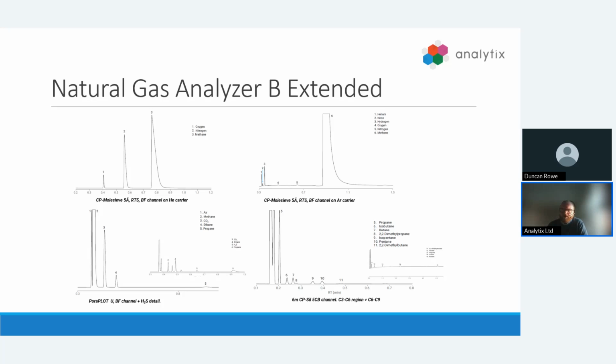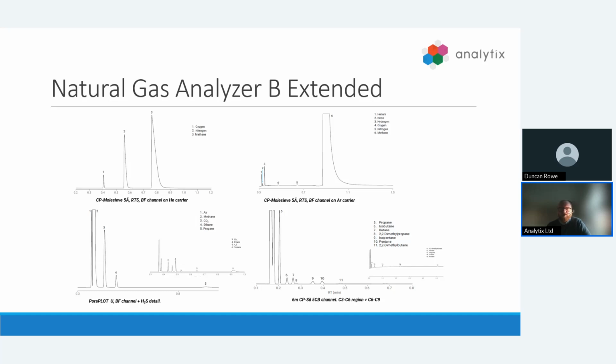Helium is used for nitrogen and oxygen separation, which you can see on the top left-hand side. And then if you're looking to do low concentration helium or full range hydrogen analysis, argon would be better suited. And you can see that here on the right-hand side. Another important point I'd like to bring to you in this bottom left chromatogram is the measurement of hydrogen sulfide. This is really important for gas quality specification because of the corrosive nature of hydrogen sulfide.